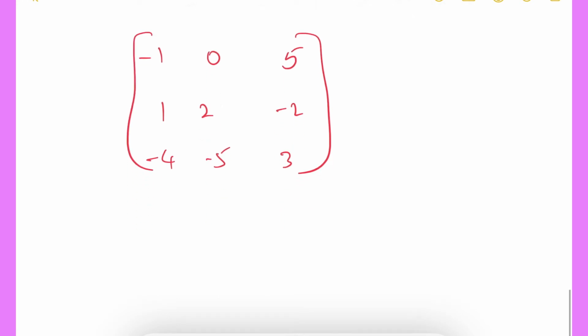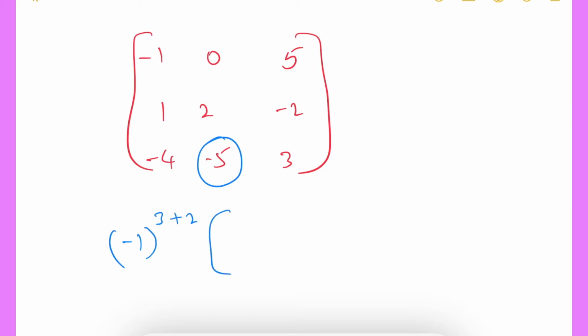So, we need to find the cofactor of minus 5. So, this is minus 5. First term, minus 1 power. What is the position of it? This is third row, second column. Third row, second column. 3 plus 2 into.